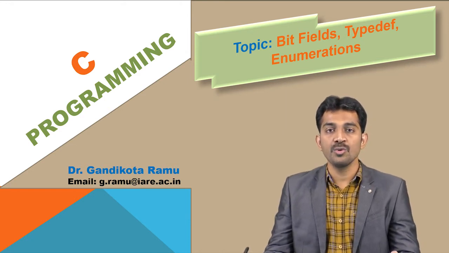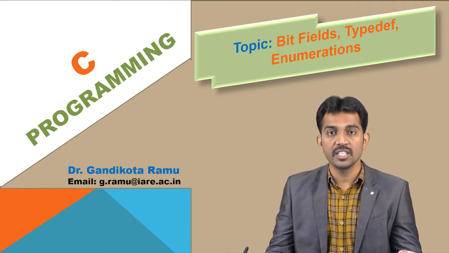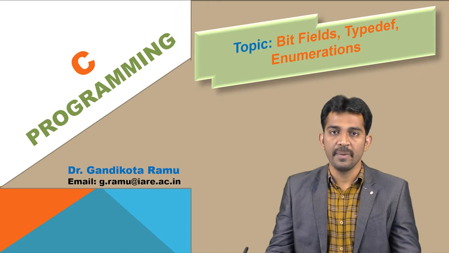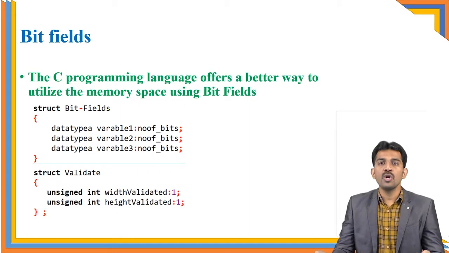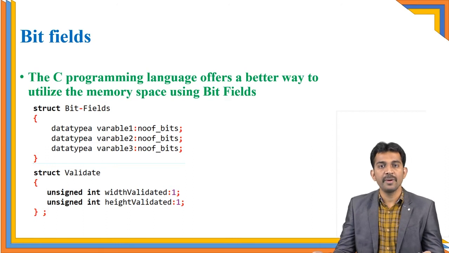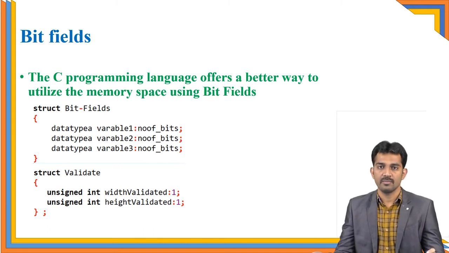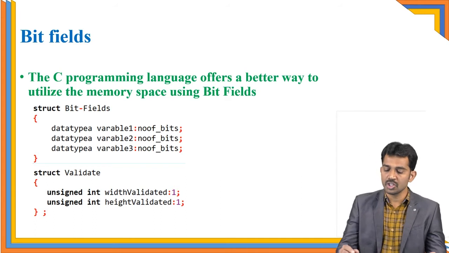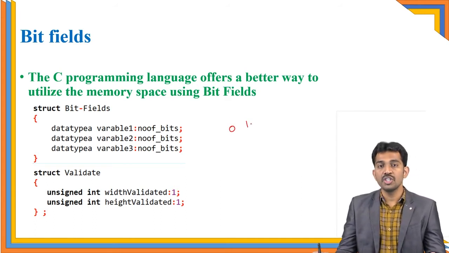Today in class we are going to see typedef, enumeration, as well as bit fields. Coming to bit fields: if you want to use your memory efficiently, then bit fields will work fine. How do bit fields work? For example, if you want to store the true or false concept, you can store either 0 or 1. Yes or no? 0 or 1.